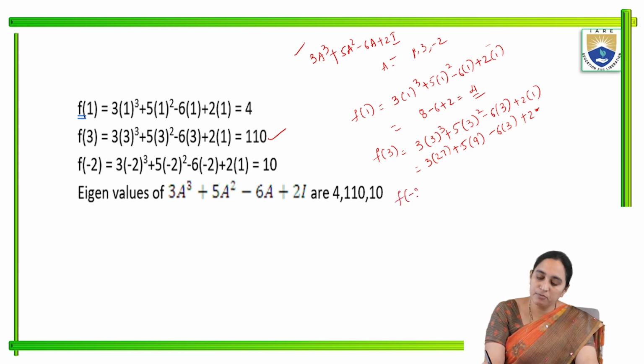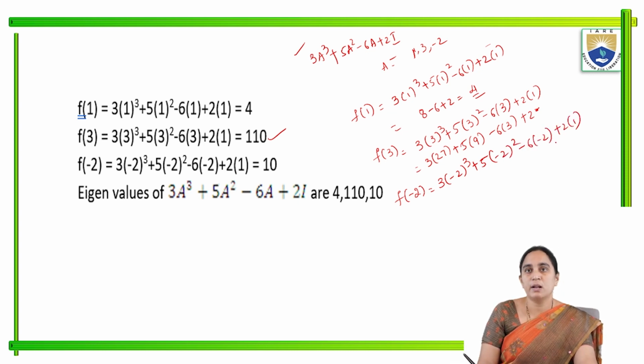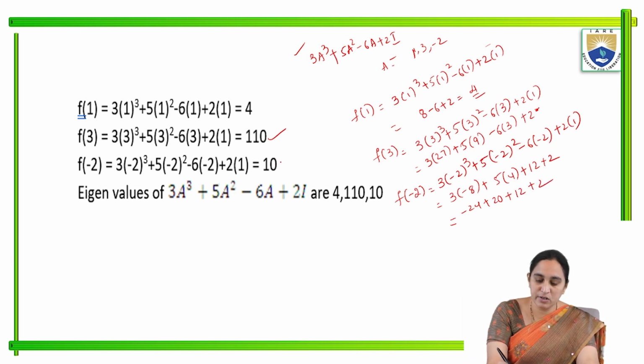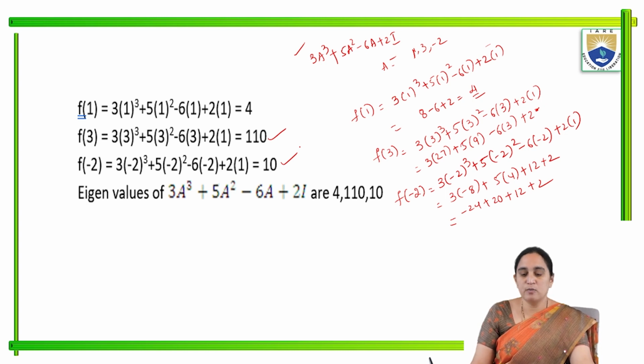That is f of minus 2. F of minus 2 is equal to 3 into minus 2 cube plus 5 into minus 2 square minus 6 into minus 2 plus 2 into 1. I'm substituting the last eigenvalue in the given polynomial. For that, 3 into minus 8 plus 5 into 4 plus 12 plus 2. From that, minus 24 plus 20 plus 12 plus 2. After simplifying that, we get the value equal to 10.